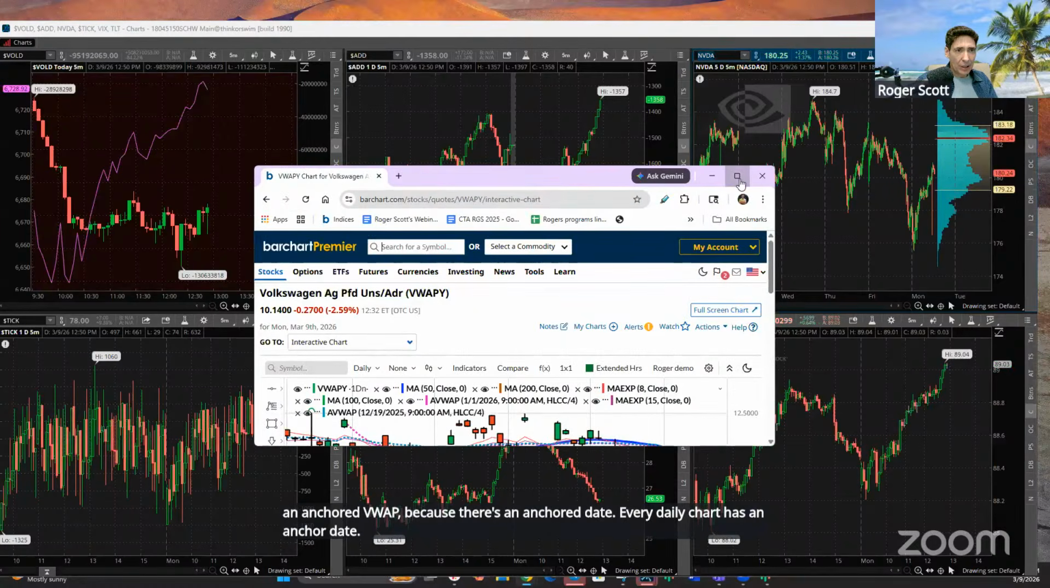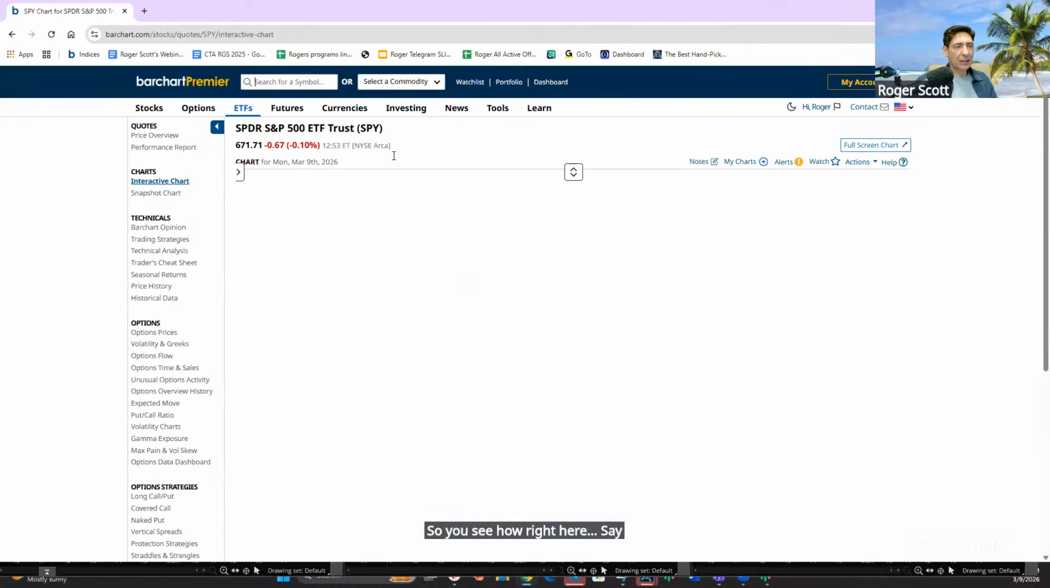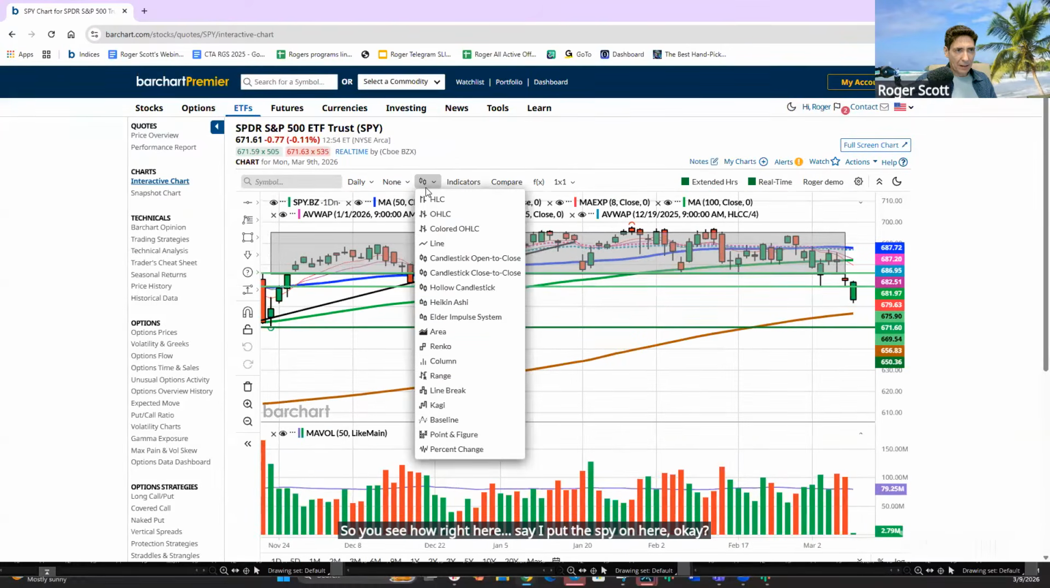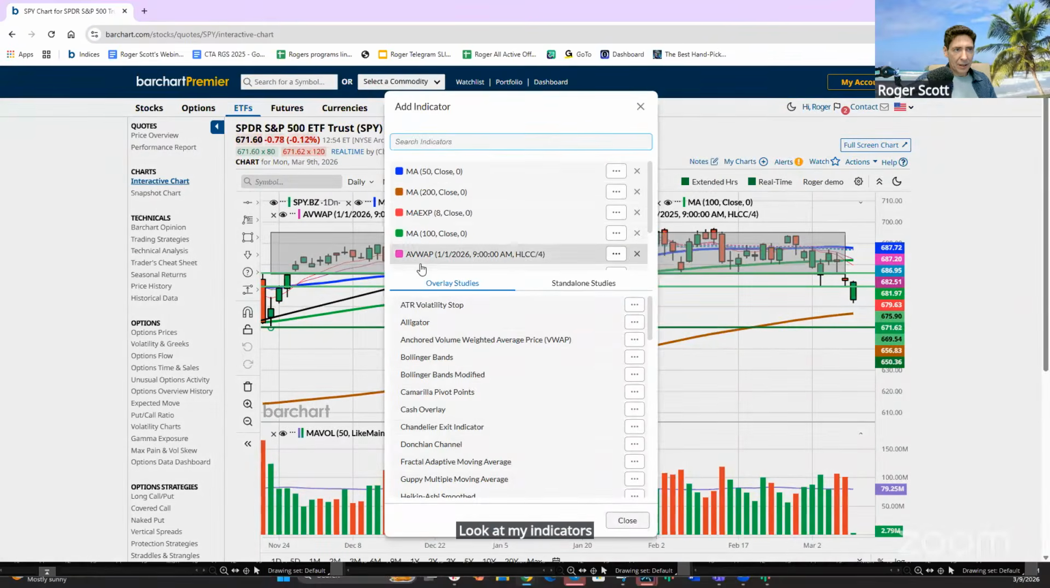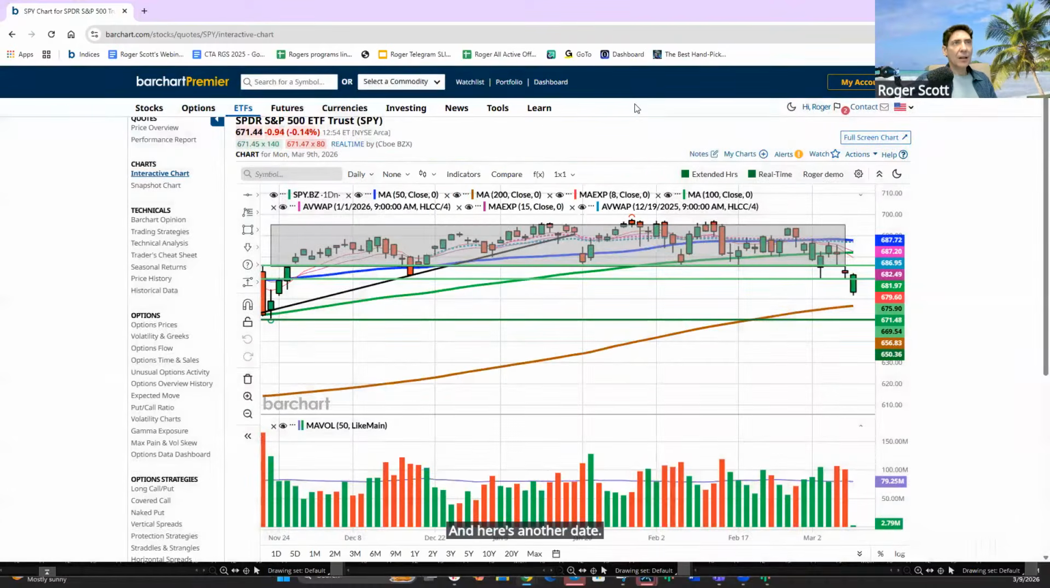So you see how right here, say I put the SPY on here, okay? Look at my indicators. See, it has a VWAP with a date. And here's another date. Where do you set your daily VWAPs, Roger? Beginning of the year, beginning of the quarter.